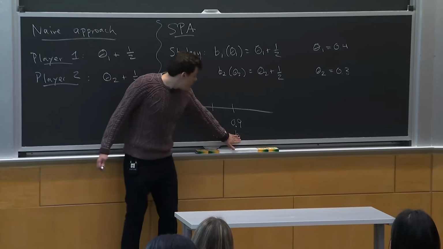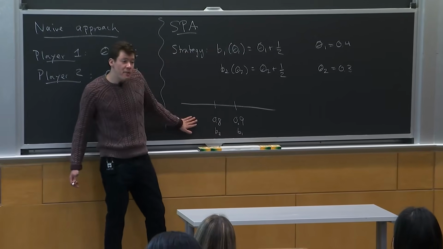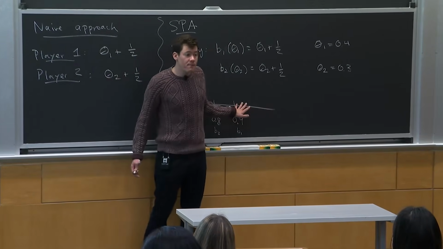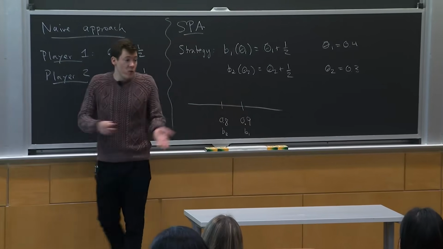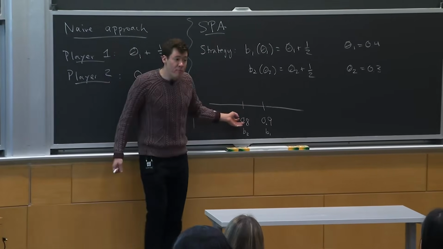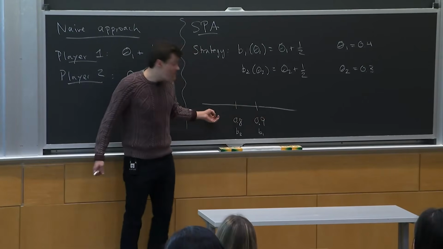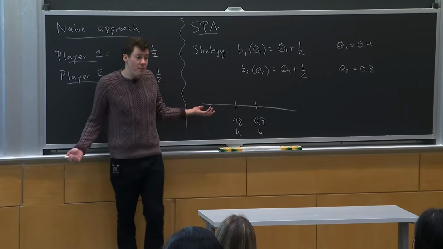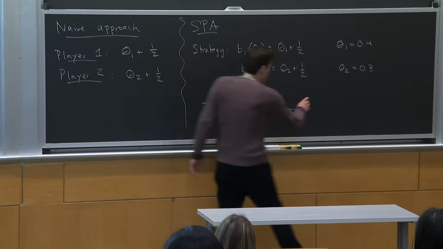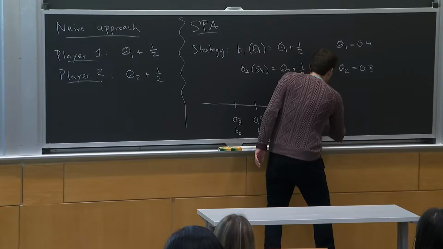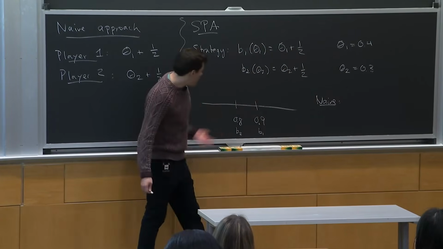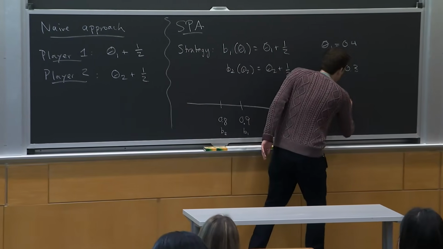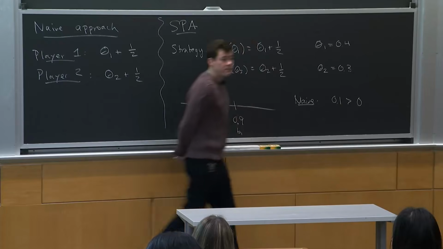And 0.8 is less than 0.9, so I'm doing well. And if I deviate to bid any amount more than 0.8, it's not going to make a difference. I'm still going to win, and I'm still going to pay 0.8. And if I deviate to any amount less than 0.8, I'm going to lose, and I'm going to get a payoff of 0. So the naive argument might be, well, I'm bidding optimally. Why? Because 0.1 is greater than 0.